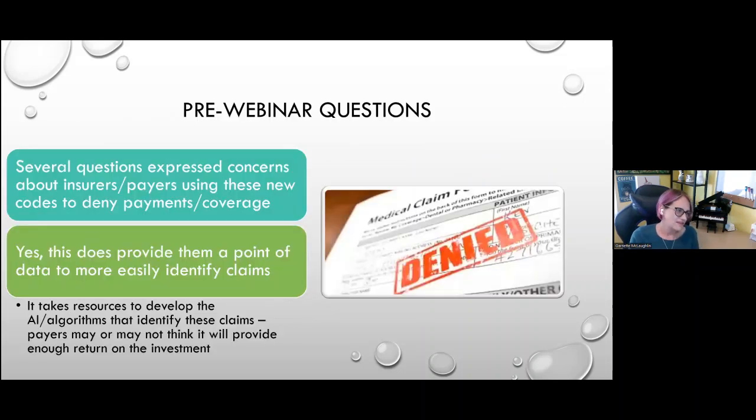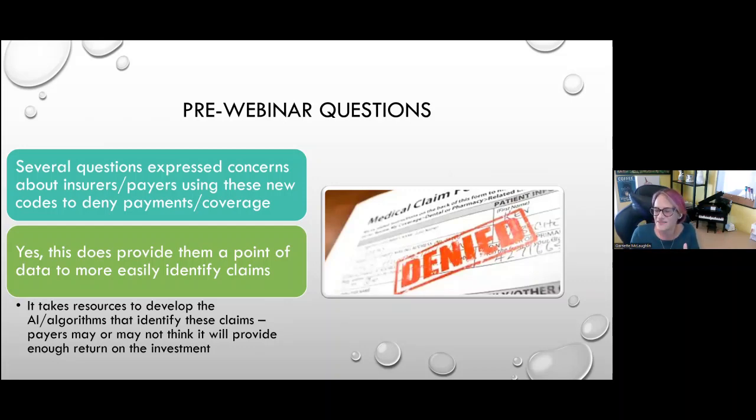So there were a lot of concerns that these new codes are just going to make it easier for insurers to target any off-label use or any other treatments for leukodystrophy and use it to deny payments, deny coverage. And I share that concern because you're right. It does give them an easier point of data to identify that.